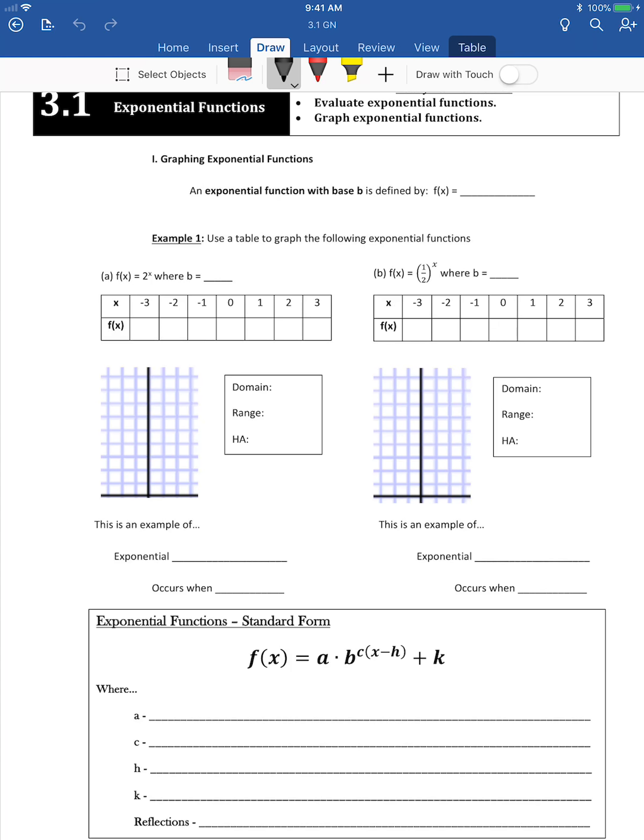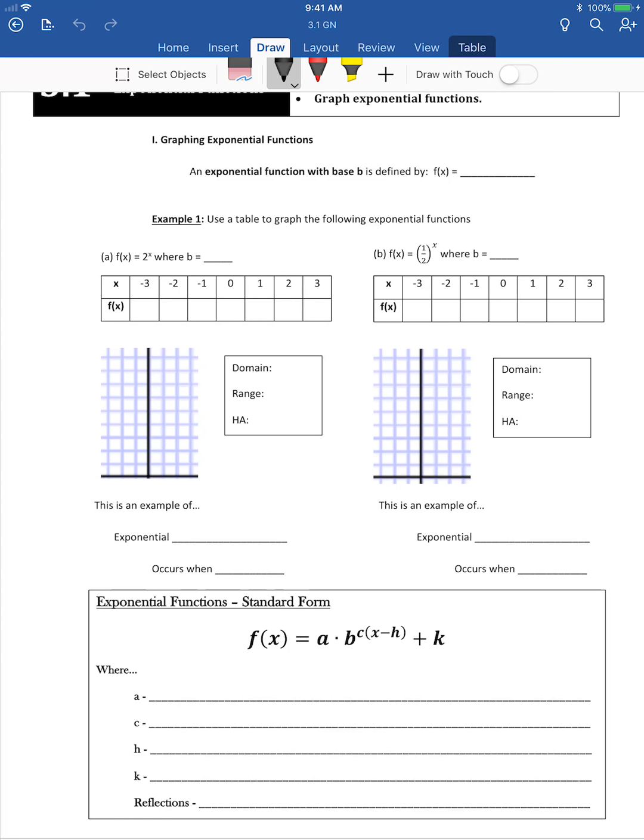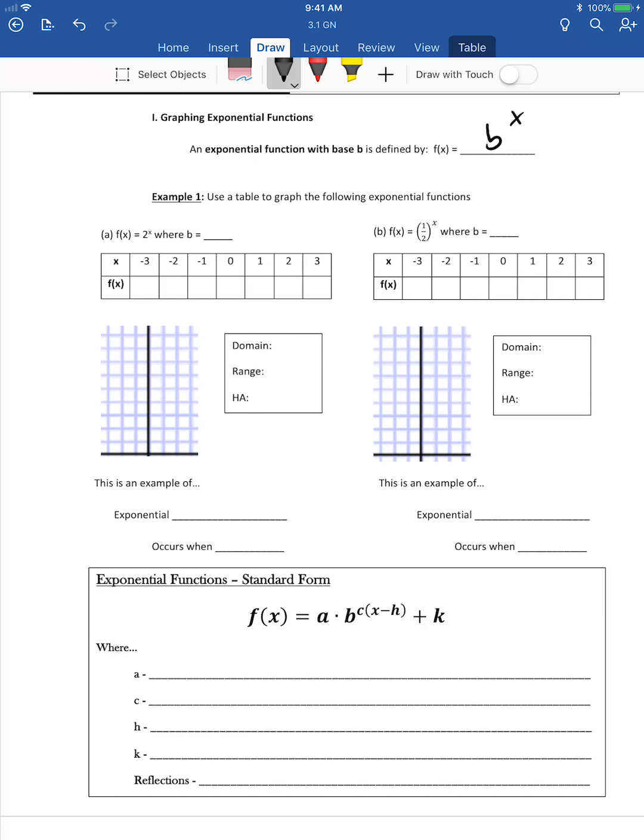First, graphing exponential functions. An exponential function with base b is defined by f of x equals b to the x. So, just a really simple, straightforward definition of an exponential function. Base b is going to be important as we go through this unit. Keeping track of our bases, just keep that organized. So we'll go through some examples of graphing exponential functions.